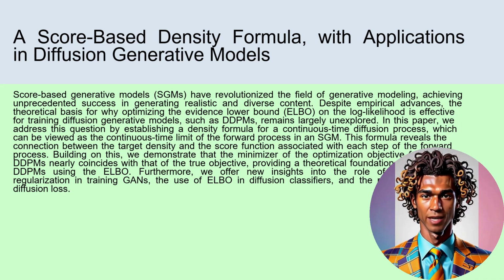The key takeaway is that the ELBO minimization effectively coincides with the true objective, providing a strong theoretical justification for using the ELBO in DDPM training. The research also sheds light on the role of score matching in generative adversarial networks, GANs, and provides insights into diffusion classifiers and the recently proposed diffusion loss.